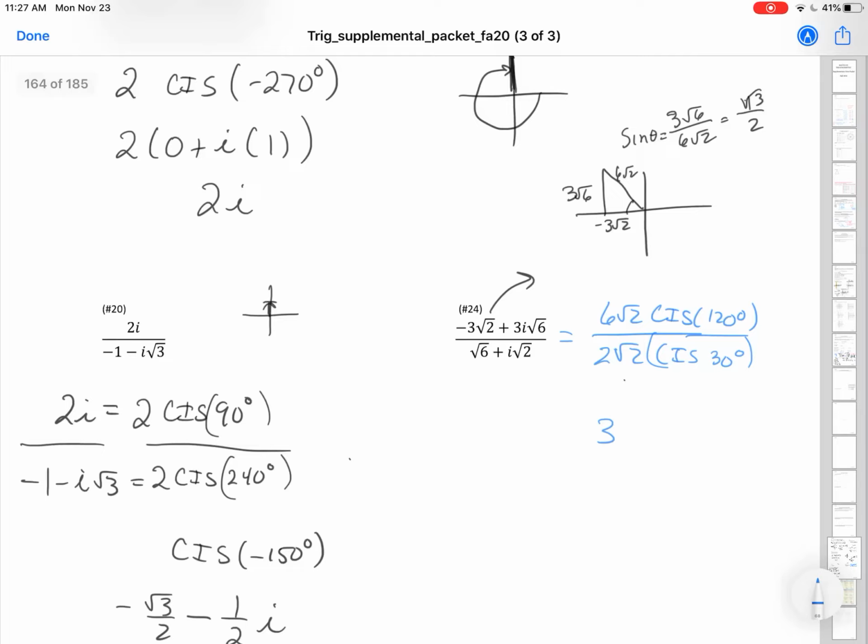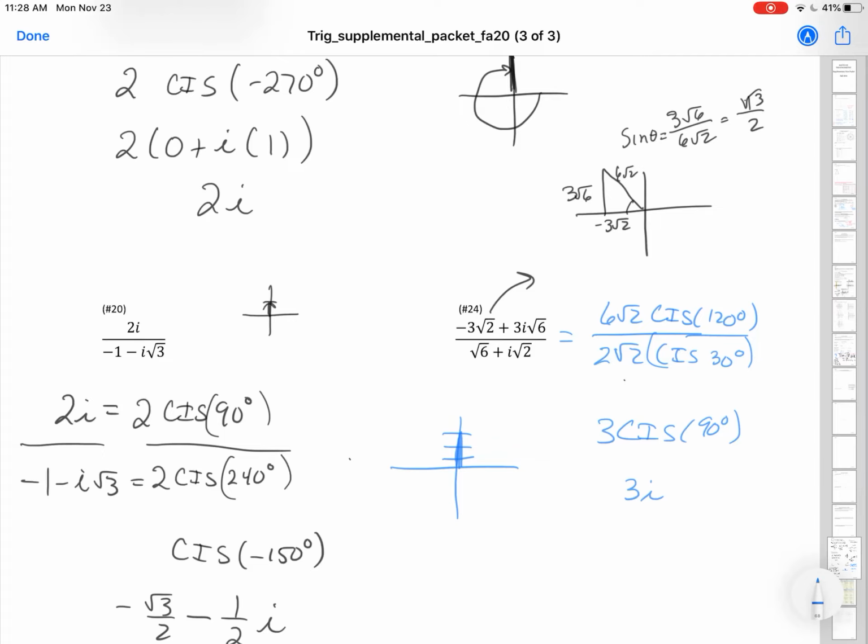6 divided by 2 is 3. Root 2 divided by root 2 is 1. CIS 120 minus 30 is 90 degrees. Well, that's 3i then. Do you see that happening in multiple ways? Where is 90 degrees? Right here. You're only going in the imaginary direction and your magnitude's 3. It's got to be 3i. Cosine of 90 degrees, 0. Sine of 90 degrees, 1. So cosine plus i sine would yield 0 plus 1i, which is i, and that's 3i. So lots of ways to verify that.